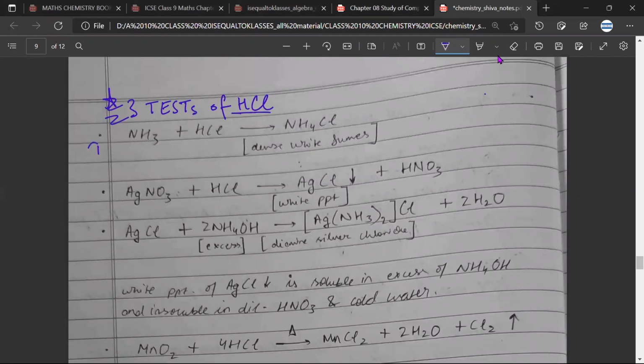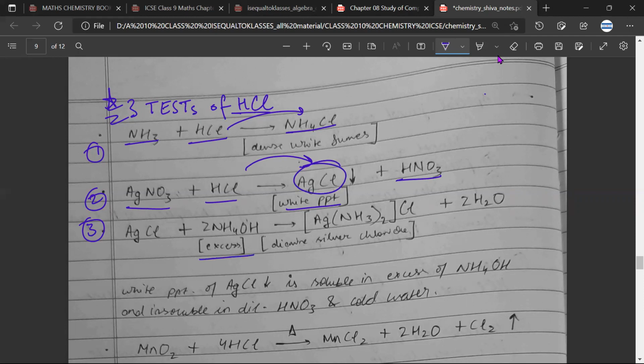Now each one of these reactions are the 3 tests of HCl, wherein you have ammonia and HCl forming NH4Cl, dense white fumes, and you have AgNO3 plus HCl which gives AgCl, a white precipitate, and HNO3 is produced. And then finally you take the product AgCl, the precipitate, and add excess of ammonium hydroxide, which produces diamine silver chloride, and finally water.